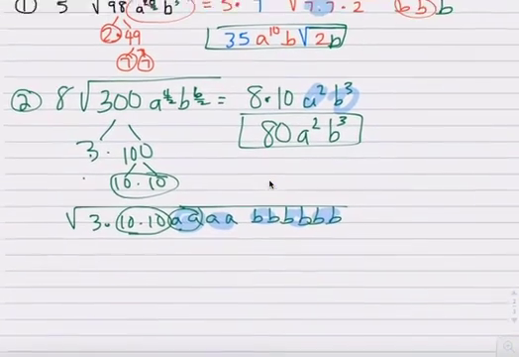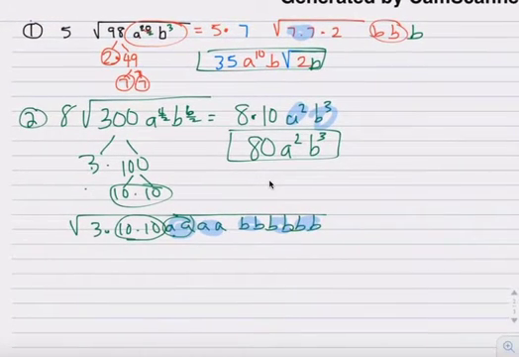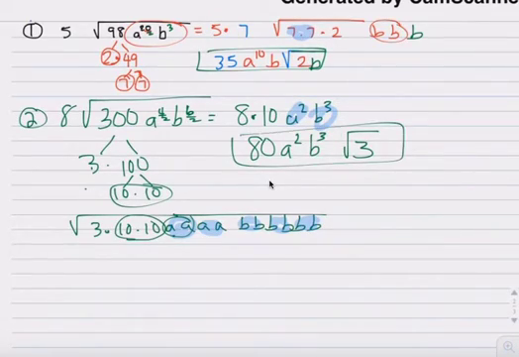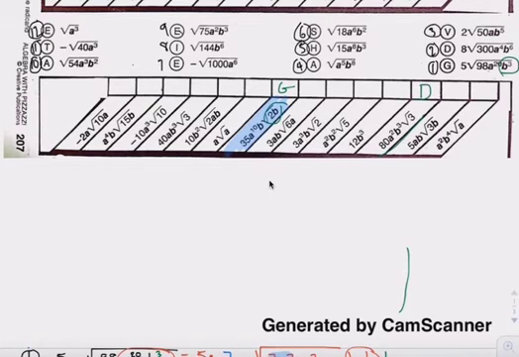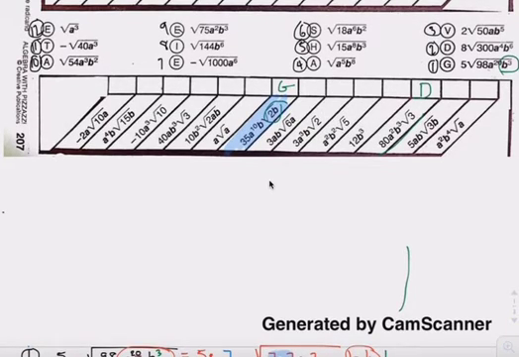So, with a radical 3 left inside. Uh-oh, that's not the whole answer. Right there, 80 a b squared. Let's see where that is. Right here. That is letter D. Okay? And then number 3. Thank God the numbers are smaller.